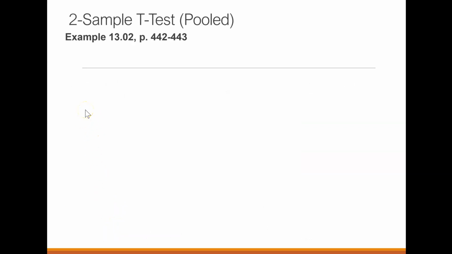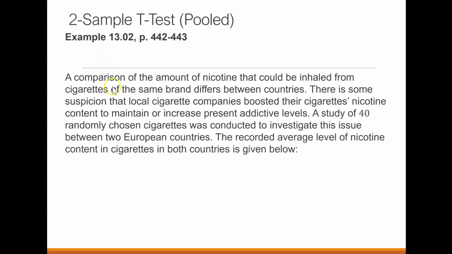Okay. So let's look at another situation. A comparison of the amount of nicotine that could be inhaled from cigarettes of the same brand differs between countries. Why would that be? Yeah, laws. Different countries are going to have different laws regulating the amount of nicotine you can legally put in a cigarette. That shouldn't be surprising, right?